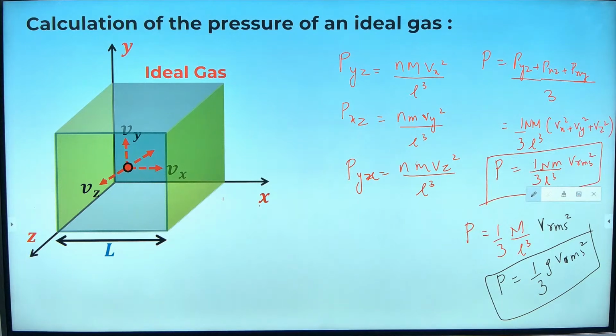Complete the derivation fast. Akhilesh, we came to the same conclusion. Yes, sir. There can be different ways of solving, but the end result will remain the same.